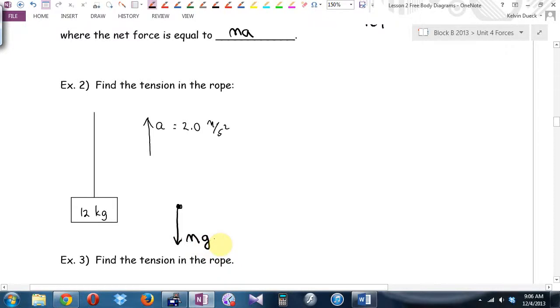Is this block standing still or moving at a constant speed? No. If it was, then I would draw the same size force up, because Newton's first law says my net force has to be 0. Is this block in free fall? So there must be another force up. Which way is it accelerating, up or down? Up. So a bigger force up, and we're calling that tension because it's a rope.